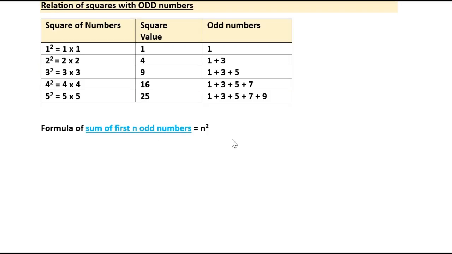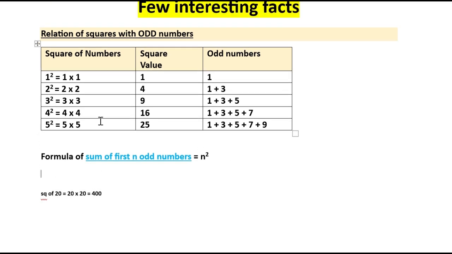So using this formula, if we have to find the sum of the first 20 odd numbers, in that case the answer will be square of 20, which is 20 into 20, which is 400. So the sum of the first 20 odd numbers is square of 20, which is 400. So this is how we have a relationship of odd numbers and the square.